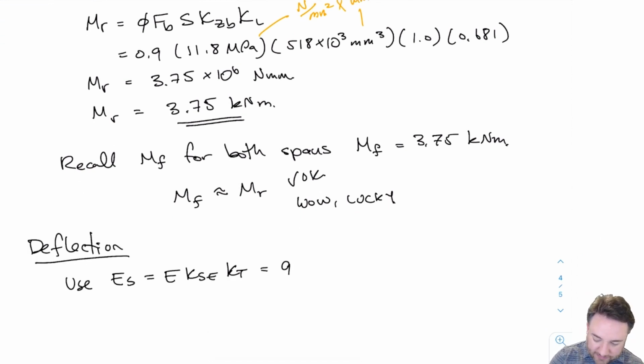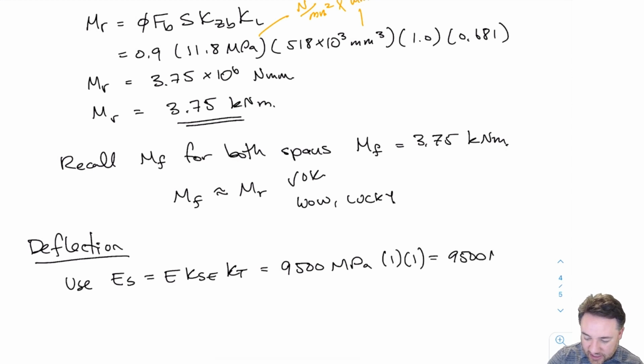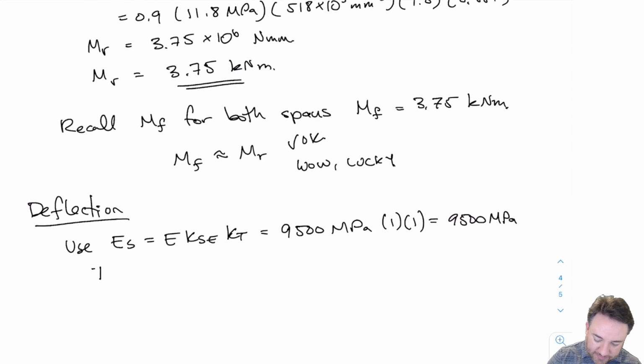I cannot forget that when I'm calculating deflection, I need to use a serviceability E_S, which takes into account if my conditions are wet. So I have to multiply E by K_SE. In my case, conditions are dry, so E_S, my E for serviceability calculations, equals E. So that's no problem, 9,500. Okay, I'm going to need my I. I can either calculate it or I can get it from table 11.5 in the reference section of the wood design manual. And probably for now, it's easier to just calculate it.